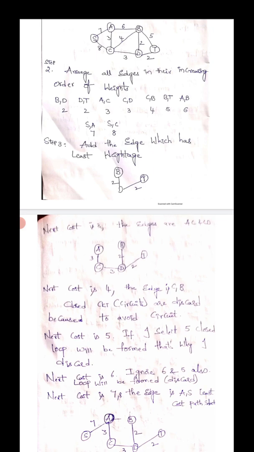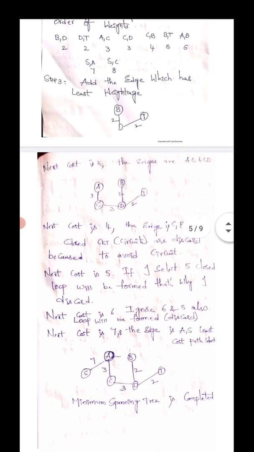The next cost is 6, A comma B. Ignore 6 also, because a loop will be formed. If you take A to B, the loop will be formed, so I discard it. The next costs are 7 and 8. The edge with weight 7 is S to A, so we write down S to A, 7.